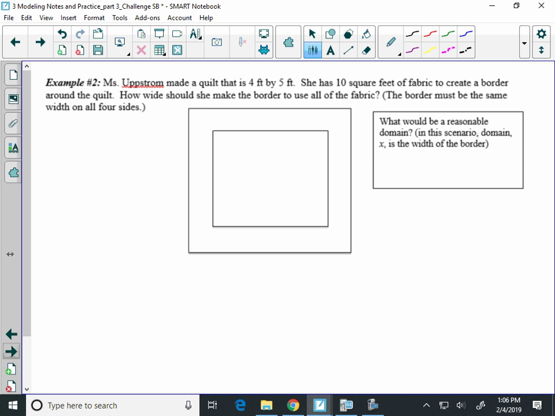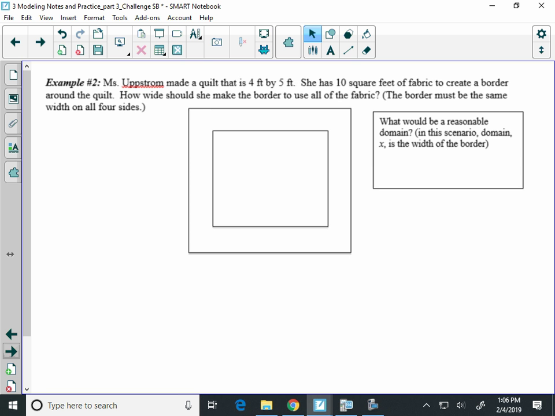Alright, so this new one is a little bit more involved. Miss Upstrom, I don't know if any of you have Miss Upstrom. You guys might be too young to have her. But Miss Upstrom makes a quilt. She actually does sew, makes quilts. My mom and sister make quilts. That talent was not passed down to me.